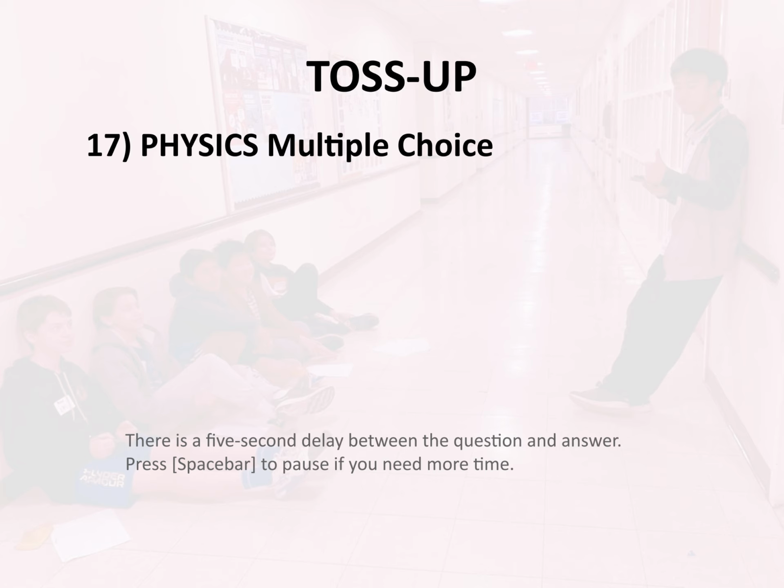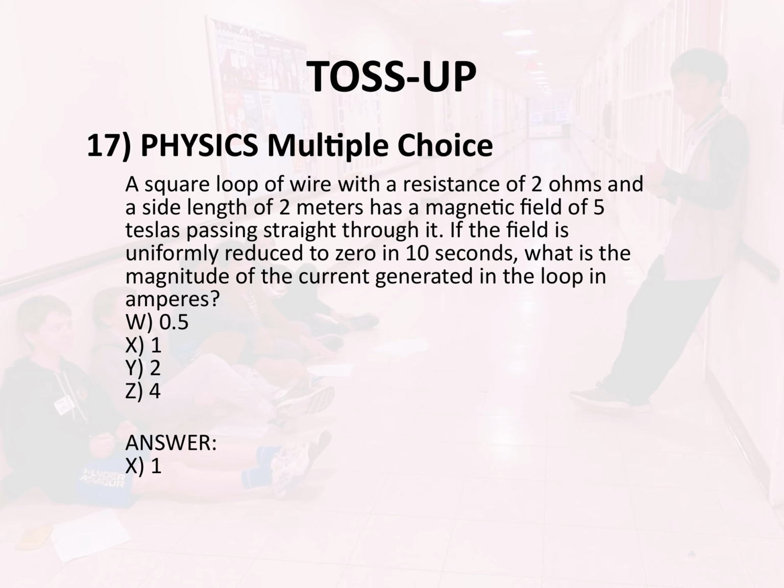Toss-up 17. Physics. Multiple choice. A square loop of wire with a resistance of 2 ohms and a side length of 2 meters has a magnetic field of 5 teslas passing straight through it. If the field is uniformly reduced to 0 in 10 seconds, what is the magnitude of the current generated in the loop in amperes? W. 0.5. X. 1. Y. 2. Z. 4. Answer: X. 1.